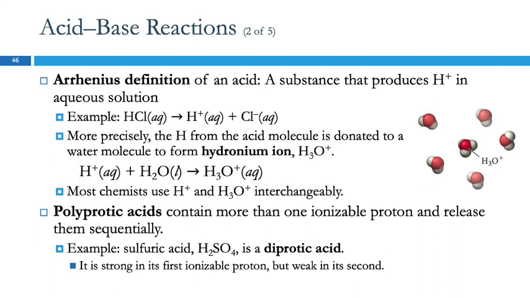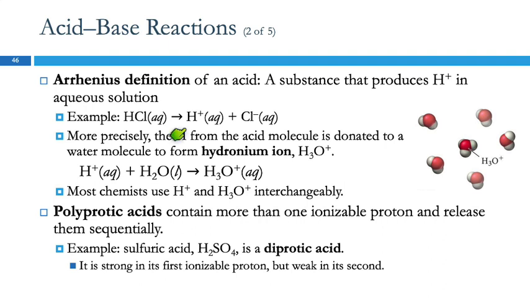This matches what we learned about in nomenclature. Acids are molecular compounds that form hydrogen ions when they're dissolved in water. An example here is HCl. We should recognize this as an acid because it starts with H. When this dissolves in water, it forms hydrogen ions and chloride ions.